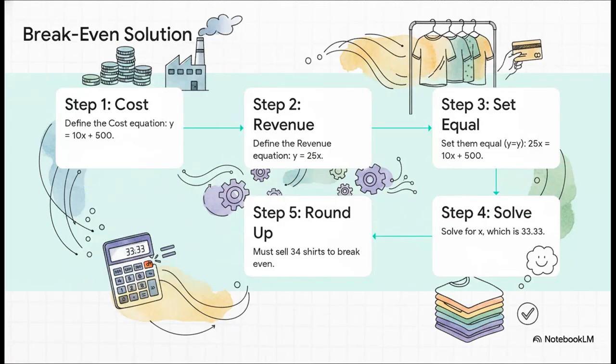So this time, instead of one quantity and one value equation, we really have two value equations, one for cost, one for revenue. And that break-even point is just where those two values are the same. So we set them equal to each other, we solve for x, and we get 33.33. But hold on, you can't sell a third of a shirt, right? So this is crucial, you have to round up. They need to sell 34 shirts to actually cover their costs and start making a profit.